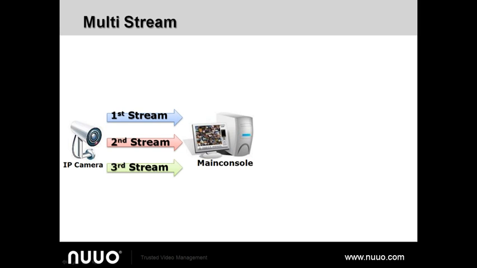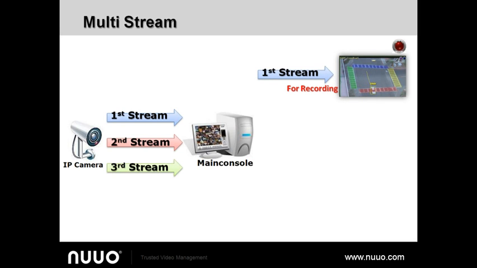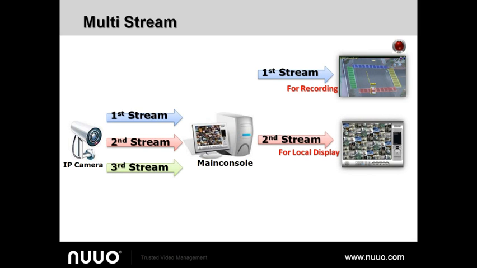Mainconsole can use the second stream and third stream directly from the camera, rather than transcoding stream one into the other stream profiles. For example, if a user wants to record at the highest resolution, he can record the first stream from the IP camera with the highest resolution. And if he wants to see many IP camera live views at the same time, he can choose the lower resolution and frame rate from the IP camera second stream to let the CPU decode at a lower resolution and frame rate.